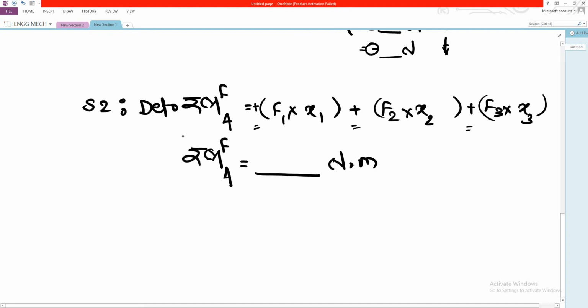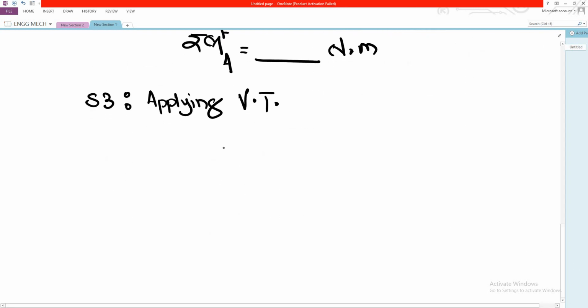Now this second important parameter is known. Now in step 3, what we have to do? In step 3, we will be applying Varignon's theorem, VT, let's shorten it. Now see, what is Varignon's theorem? Summation of moment of forces with the reference point A is equal to the moment generated by the resultant force with respect to the same point.